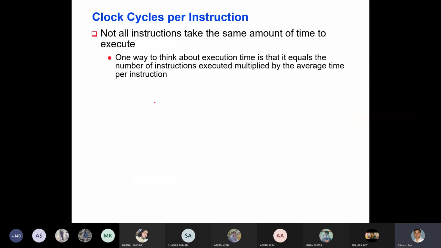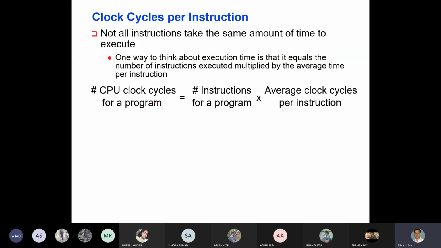So now we are comparing two machines. One way to think about execution time is that it equals the number of instructions executed multiplied by the average time per instruction, which I consider. How to find out the average CPI? From the instruction set, you find the number of instructions of each particular kind, multiplied with the number of clock cycles required for that kind. If you multiply that, you will finally get the average clock cycles per instruction. So automatically you will find the CPU clock cycles per program.